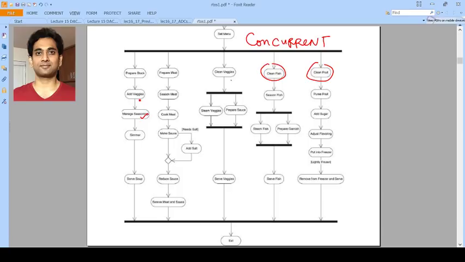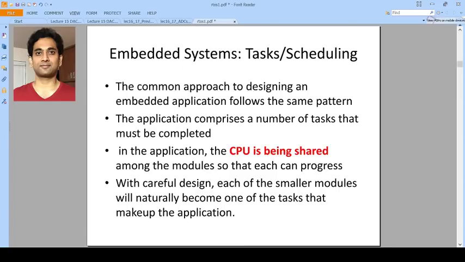All right, so exactly the same scenario applies to an operating system trying to orchestrate and schedule different tasks. Okay, so the common approach to design an embedded system application follows the exact same pattern. The application comprises a number of tasks that must be completed. And the CPU, just like you are the only cook available, is a very valuable resource.